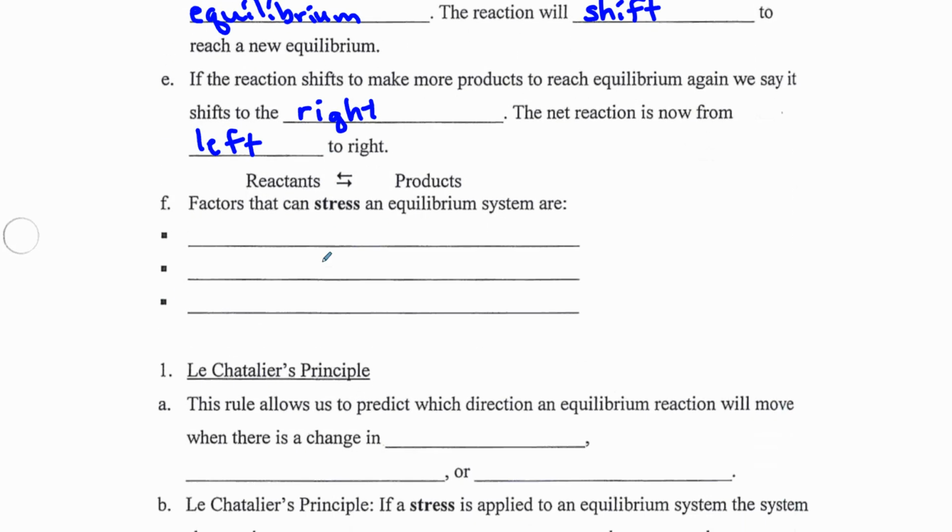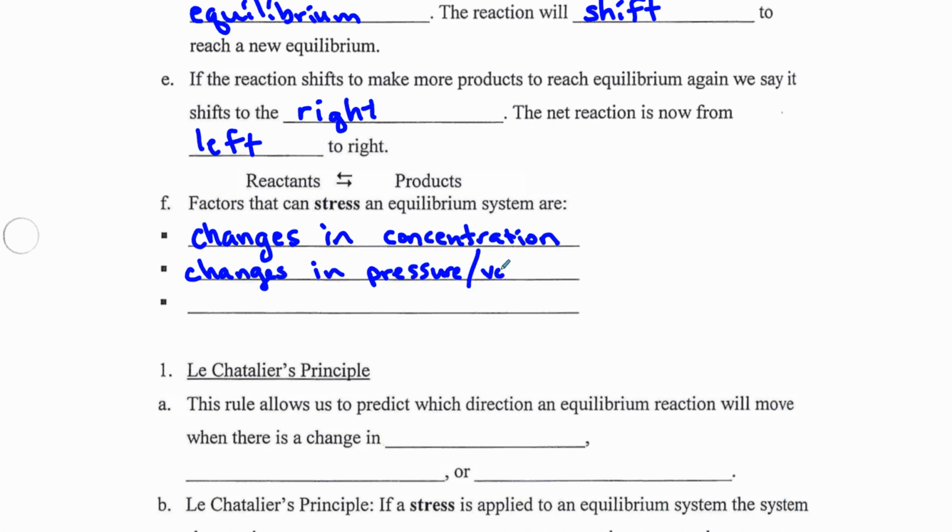So what are some factors that can cause a stress to the equilibrium? Well, one is if you change the concentration of any of the reactants or products, so changes in concentration. Another thing would be changes in pressure or volume. And the third would be changes in temperature.